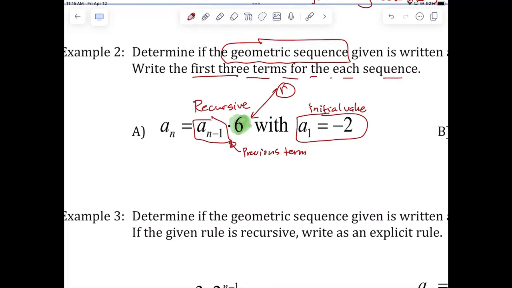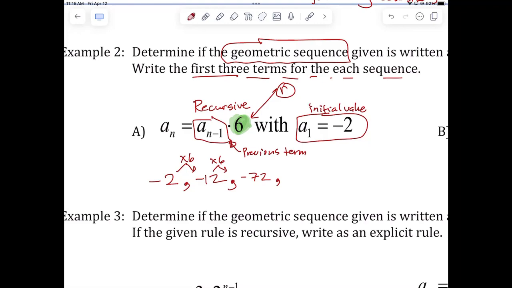So this sequence is going to be negative 2 to start with. And what's the next term if we go times 6? Negative 12. Good. And then times 6 again. No calculator here, right? Negative 72. Okay. And it only said the first 3. Thank goodness, because I don't want to do 72 times 6. 432. I don't know. Something like that.